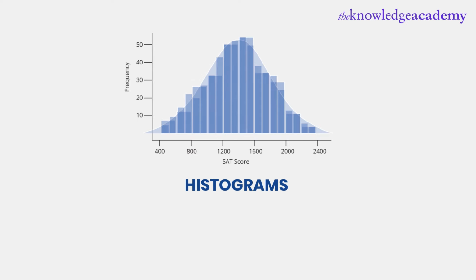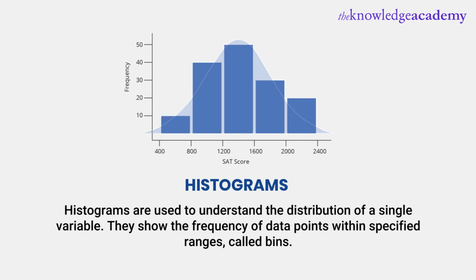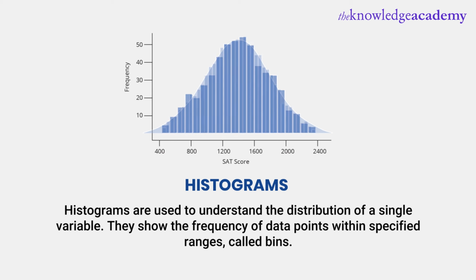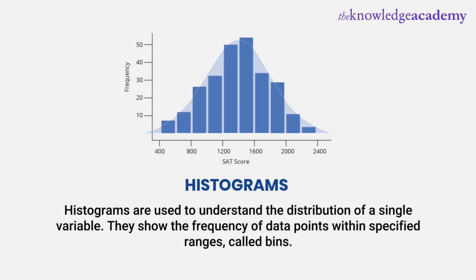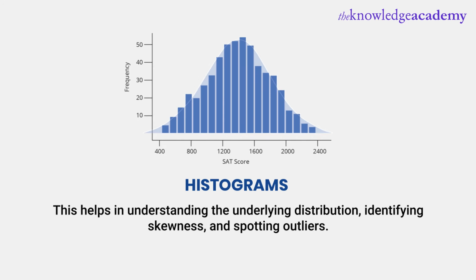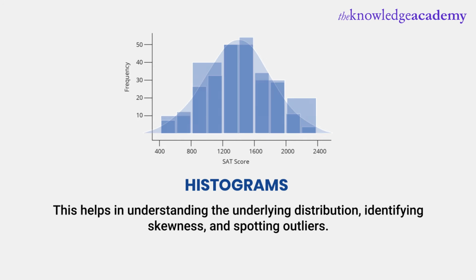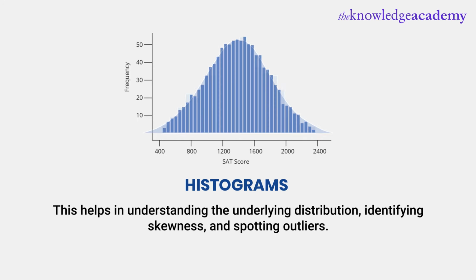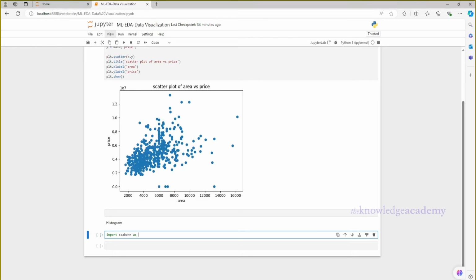Next, let's talk about histograms. Histograms are used to understand the distribution of a single variable. They show the frequency of data points within specified ranges, called bins. This helps in understanding the underlying distribution, identifying skewness and spotting outliers. Let's make a histogram for the price column of the house price dataset.